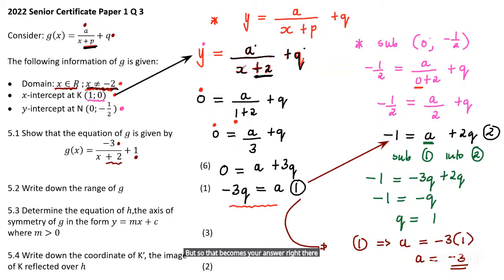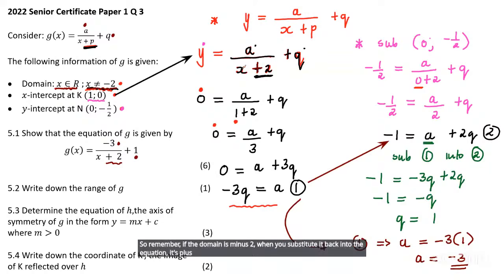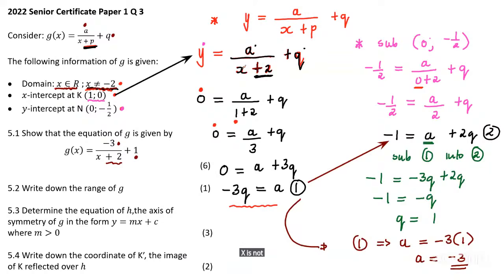So remember, if the domain is X is not equal to -2, when you substitute it back into the equation, put it as a plus 2. That's 5.1. Let's try 5.2 together a bit.